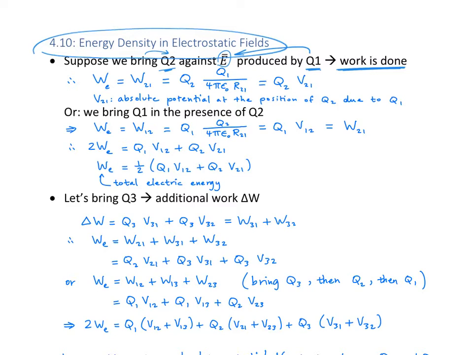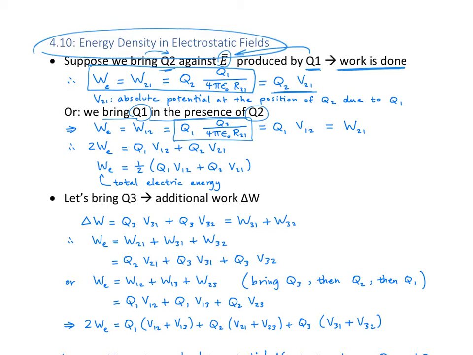So how do we calculate work in this case? We utilize the line integral of the force vector field that we've seen in the electric potential section, and in this case we will have, as we substitute, Q2 and Q1. So what is this equal? It is equal to the value of Q2 times the absolute potential at the position of Q2 due to Q1. Okay, what if we bring Q1 in the presence of Q2? So assuming that Q2 now is the generator of the electric field. Now if we bring Q1, we end up getting this for the work.